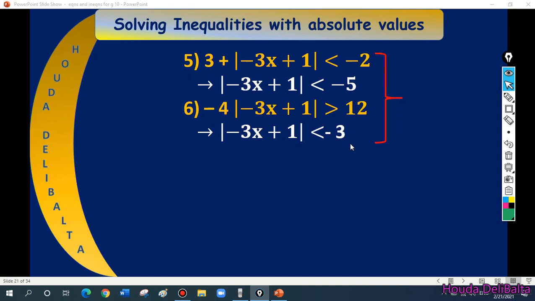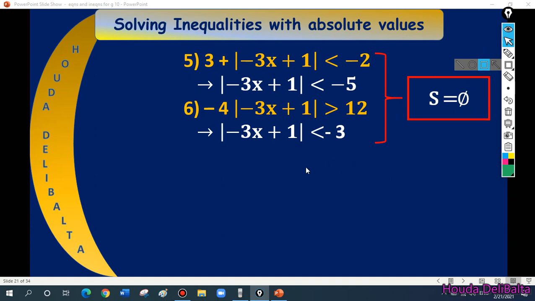What will we say? We stopped at this: absolute value less than minus 5, and here absolute value less than minus 3. We know that the absolute value is a totally positive value. So here we say phi, no solution for this inequality. That is impossible because I know that the absolute value is always a positive value, so it cannot be less than a negative one. Okay, it's not possible to be smaller than a negative when it's something that's always positive.